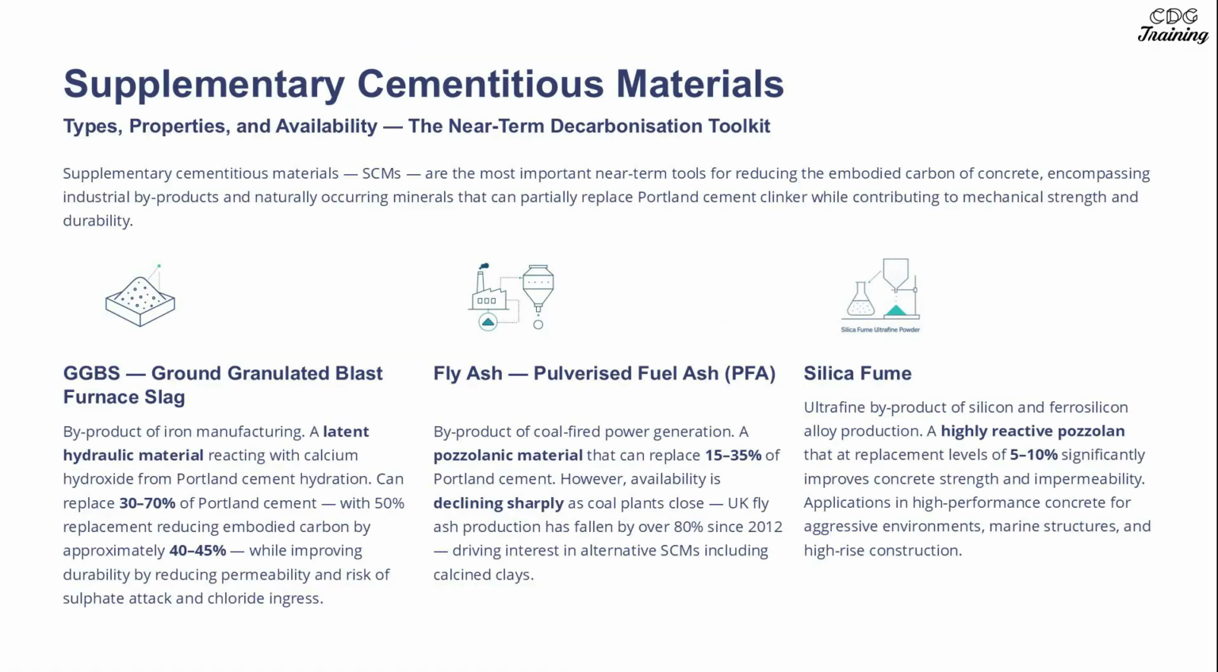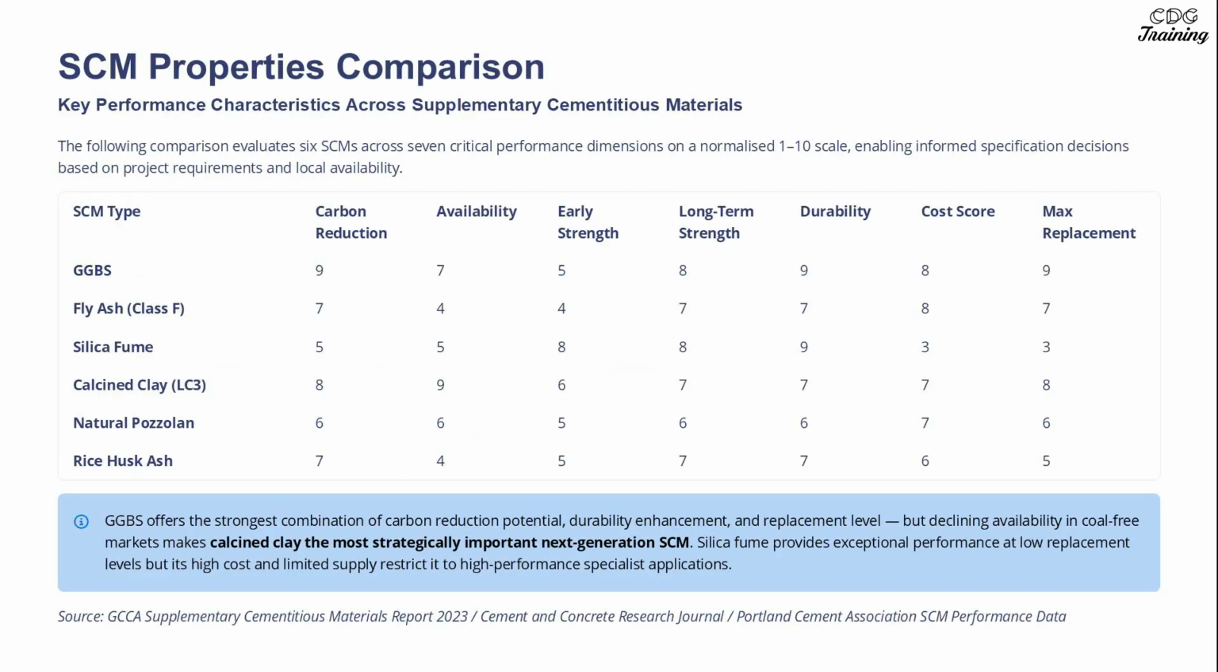Supplementary cementitious materials like GGBS, fly ash, and silica fume are essential for reducing the carbon footprint of cement. These materials offer a sustainable alternative to traditional Portland cement. Comparing the properties of different supplementary cementitious materials helps in making informed decisions for sustainable construction. Each material offers unique benefits in terms of carbon reduction and performance.